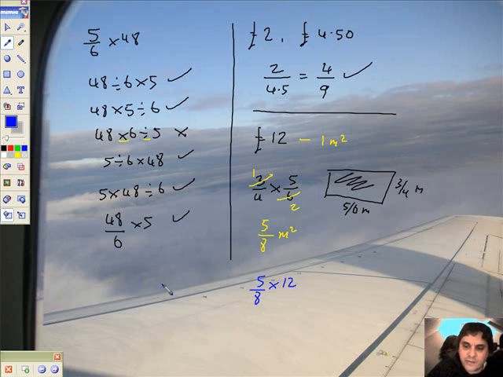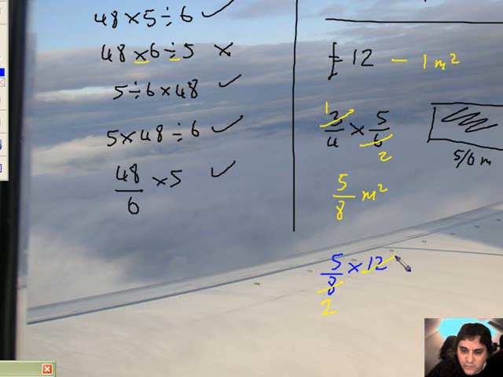5/8 of 12. Well, 8 and 12 is ever so nice. I reckon I can cancel it down a bit. 4 goes into 8 twice. 4 goes into 12 3 times. I've got 5 times 3.